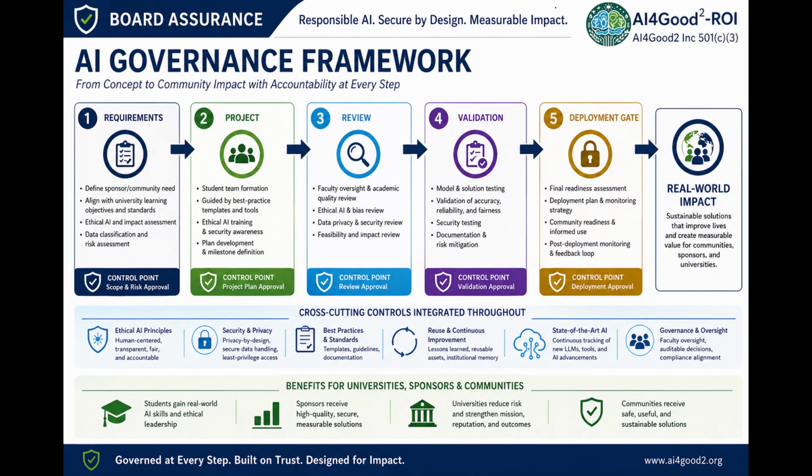The platform evaluates whether a use case is appropriate, beneficial, and aligned with responsible AI principles. Data classification and initial risk assessments are also conducted at this stage. This is the first control point, where scope, intent, and risk are reviewed and approved by AI4Good Squared before any student work begins.